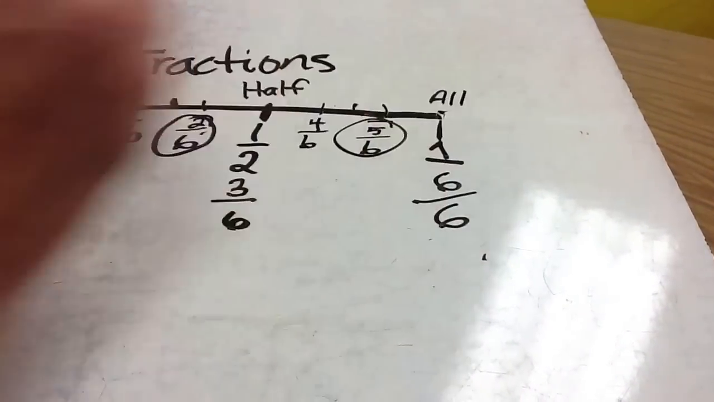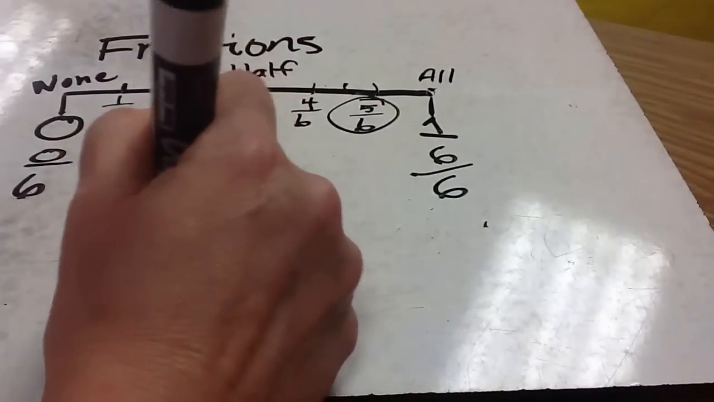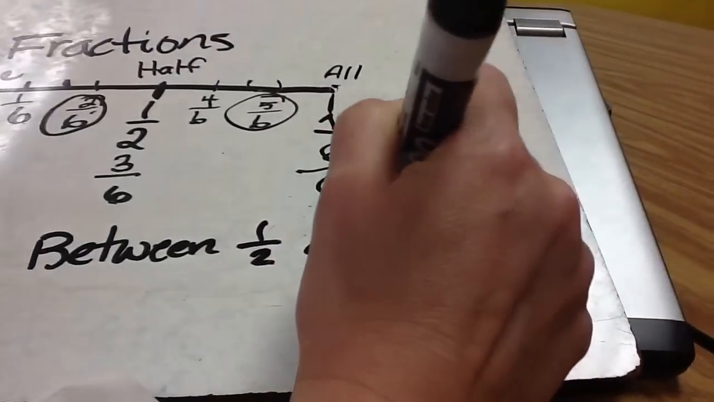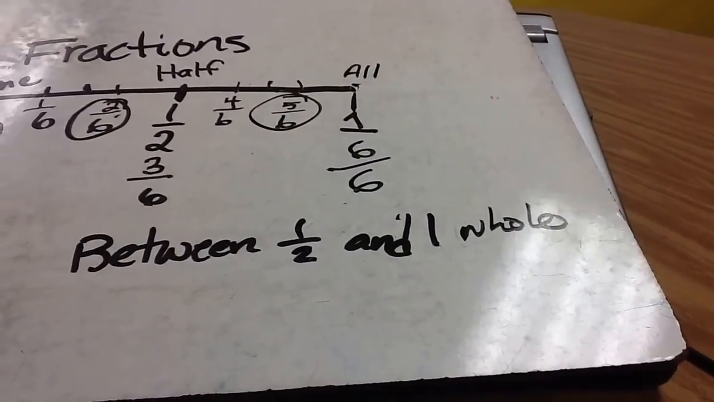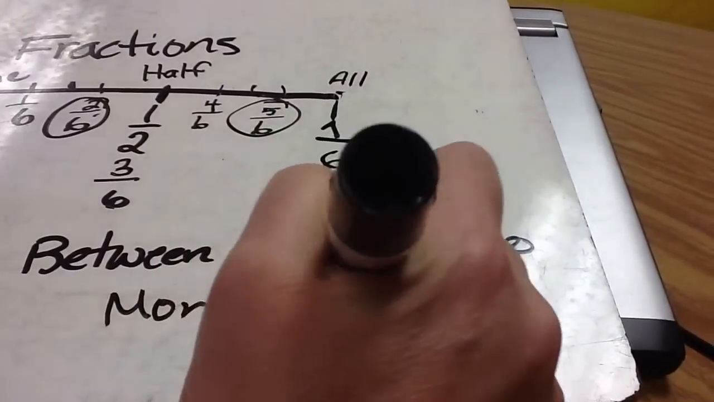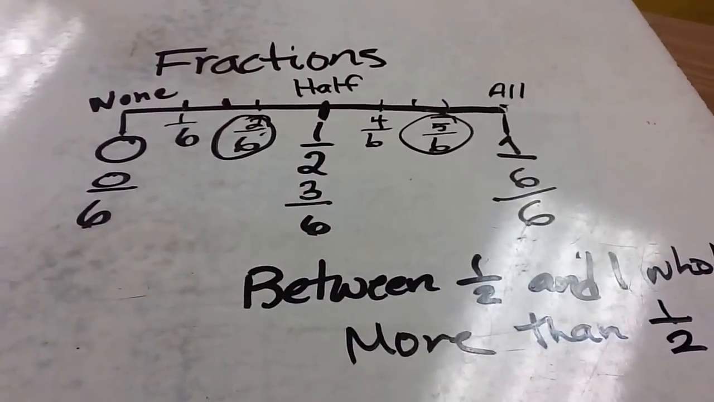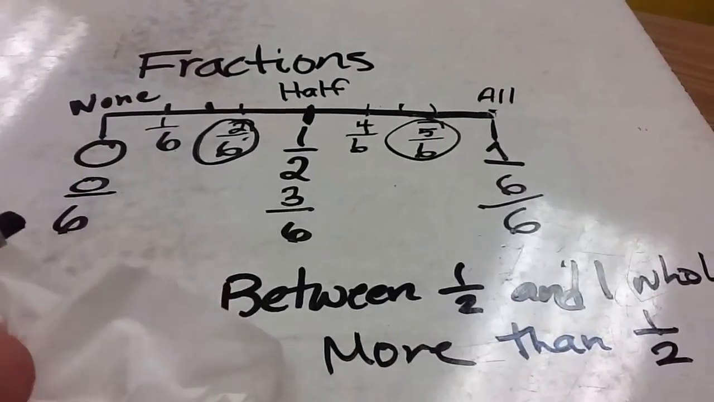Now, if I want to look at the other side of my number line, let's say I want to look at 5/6. Where does 5/6 lie? 5/6 lies between a half and 1 whole, and we can say it's more than a half. So now we've gotten 6 on our number line, and we've compared it to the benchmark number of 1/2. We're now going to do another one. So I'm going to erase my board, and you're going to go to the next section in your journal.